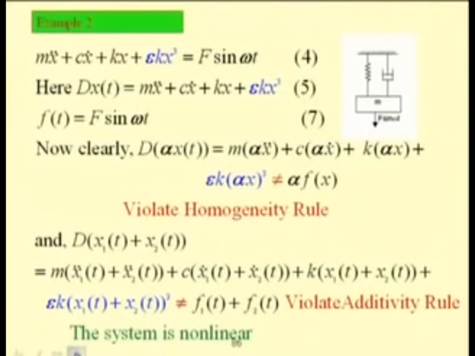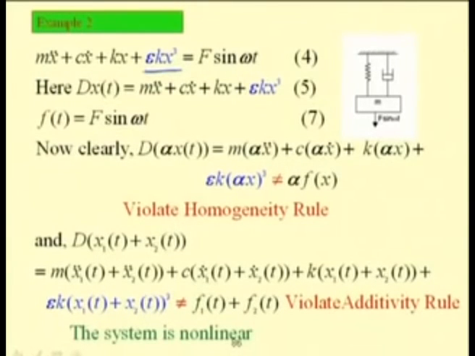Now let us take this example: m x double dot plus c x dot plus kx, where we have taken a nonlinear spring. Due to that nonlinear spring, this term is added to the system. So the system equation becomes m x double dot plus c x dot plus kx plus epsilon k x cube equal to F sin omega t. So F(t) equal to this.